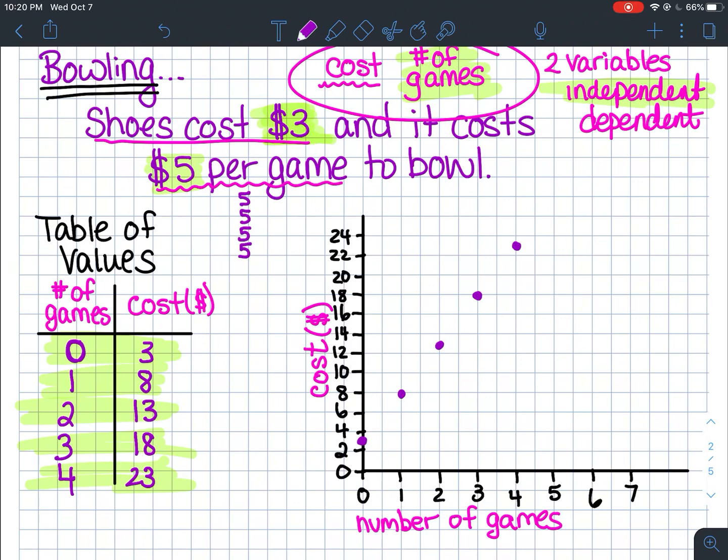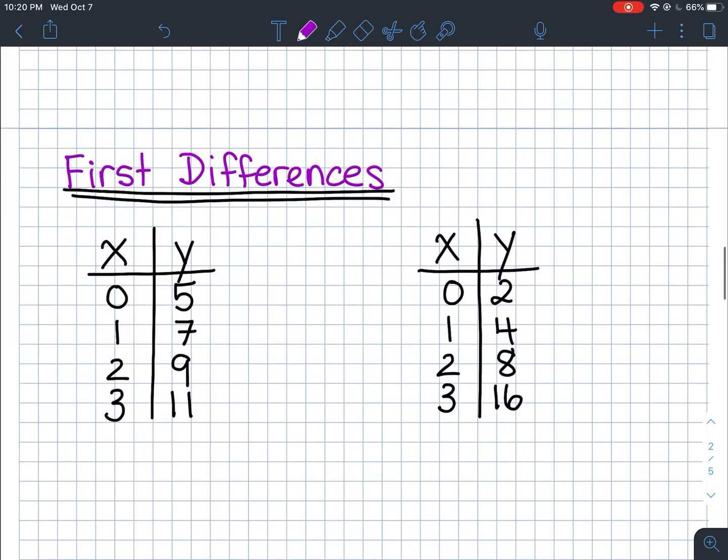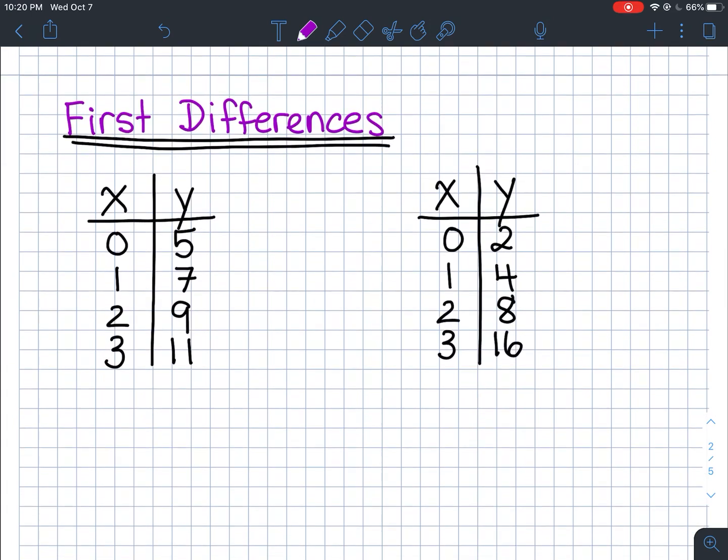Okay, this brings us to our next topic, first differences. First differences are when you calculate the differences in the y values. So differences in the y values. Look at my y values. I just made up 2 random tables of values. I don't even know what these are for. I just called them x and y.